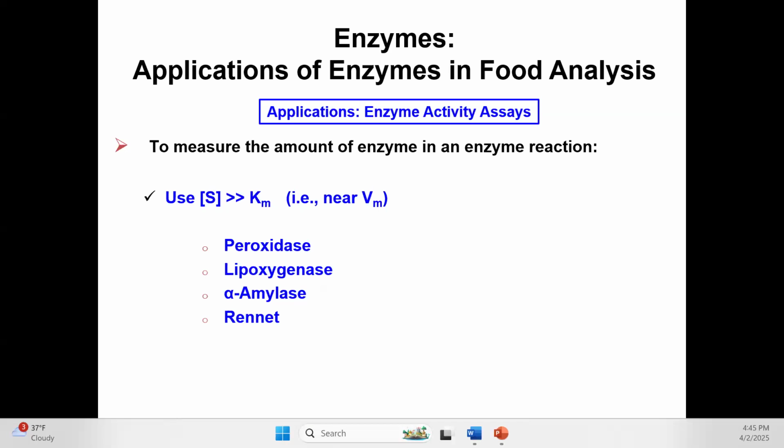Peroxidase, lipoxygenase, usually we test them to determine efficiency of blanching. Lipoxygenase, we test it to see how much lipid oxidation potentially can happen in our sample. Alpha amylase in flour: the higher the activity of alpha amylase, the starch will not form a viscous solution because alpha amylase would chop up the starch. And then rennet for the formation of cheese.